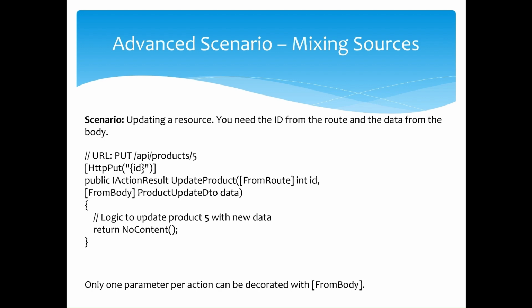What we are modifying, and we need the new data to apply. Here we combine them gracefully. We grab the unique identifier ID using FromRoute, and we grab the updated payload object data using FromBody. This keeps our API clean, predictable, and highly REST compliant. I will show you in the demo.